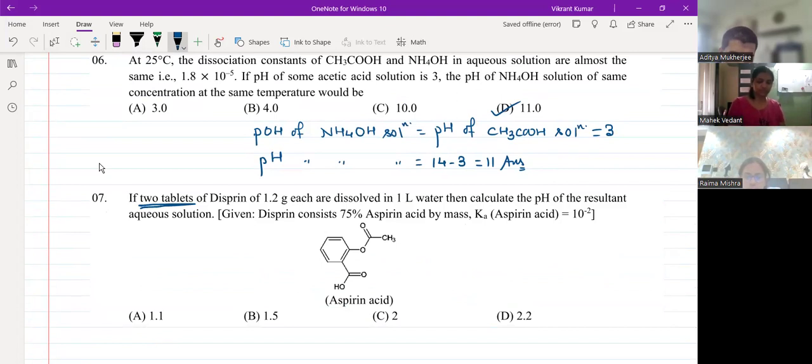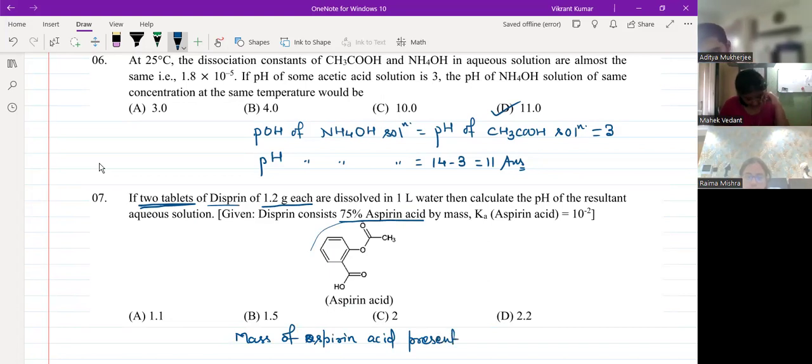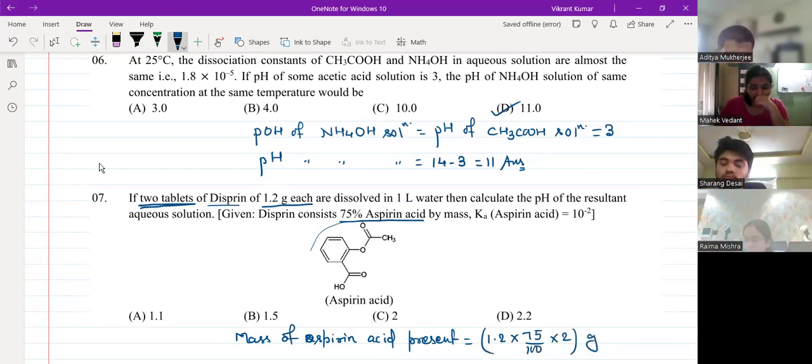So 2 tablets of this aspirin as dispirin is given, which is 1.2 gram each, and you have taken 2 tablets of it, and it says dispirin consists 75 percent of aspirin acid. Not the whole part of it is aspirin acid. So if they're asking you mass of aspirin acid present, that will be 1.2 into 75 by 100. ये तो per tablet हो गया. We have got 2 tablets, so that's why this much gram.